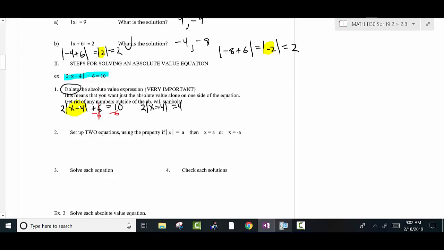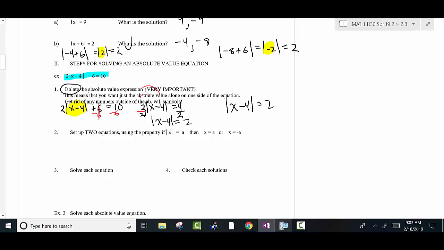Then what you want to do is get rid of the 2. You get rid of the 2 by dividing by 2. You don't want to distribute. You really technically don't want to go through and distribute through an absolute value. Particularly if that was a negative, it would mess everything up. So just divide both sides by 2. And if you do that, you would get x minus 4 equals 2. So that's step one, is always to get that isolated so you have an absolute value equals a number. That's always your goal. Don't do it any other way, because if you forget to do that, you're going to mess up.